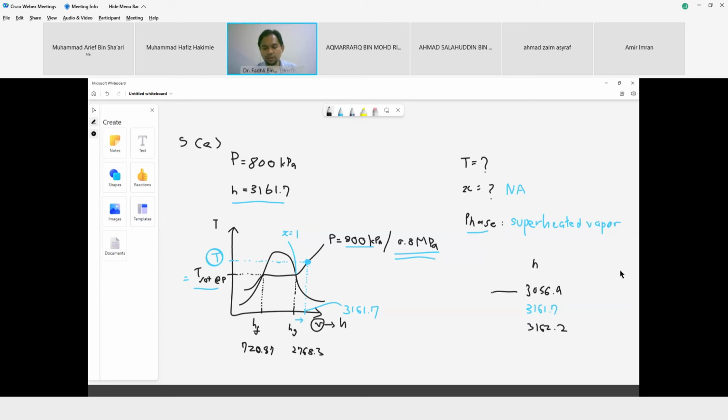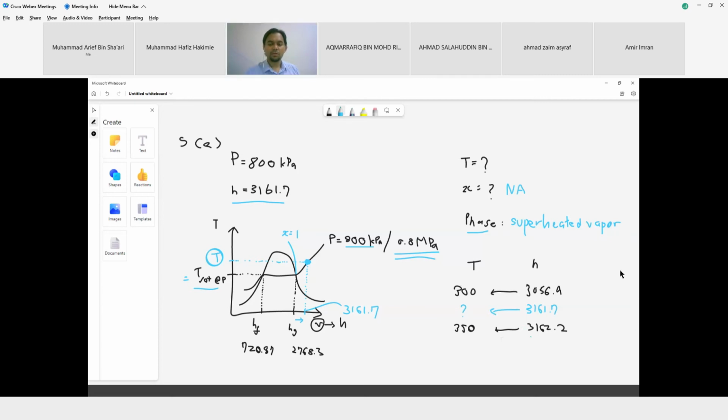Then get the temperature. Berapa nilai temperature pada 3056.9 enthalpy? Temperaturenya adalah 300. Untuk 3162.2 suhunya adalah 350. Meaning that the temperature is in between 300 and 350.